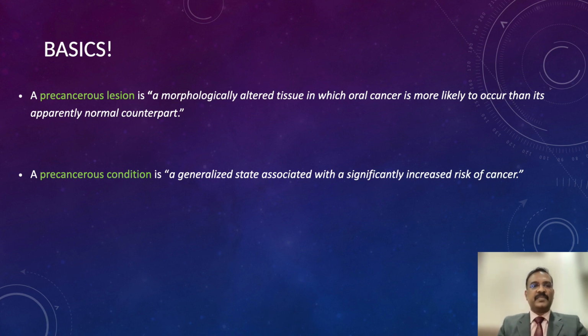Starting with the basics, we are aware of these terms. The precancerous lesion refers to any morphologically altered tissue where oral cancer is more likely to occur than in apparently normal tissue. And the precancerous condition is a generalized state associated with significantly increased risk of cancer. Together, these two are clubbed under a common heading as potentially malignant disorders.